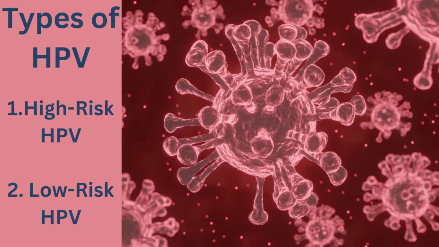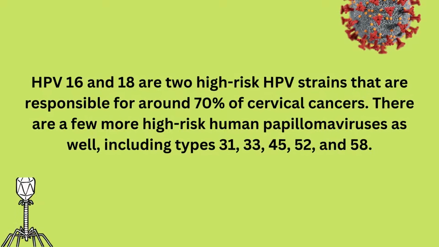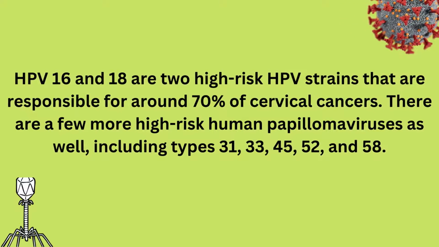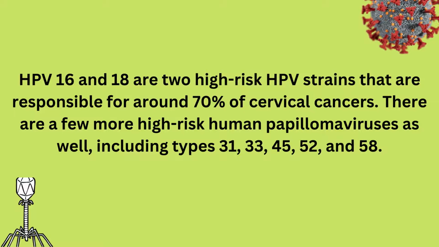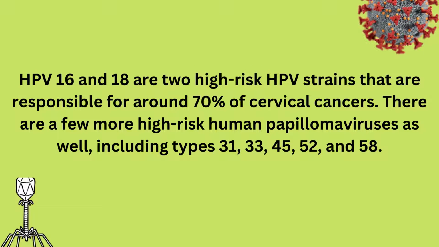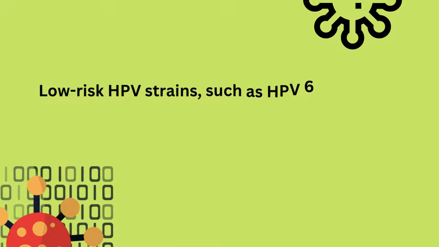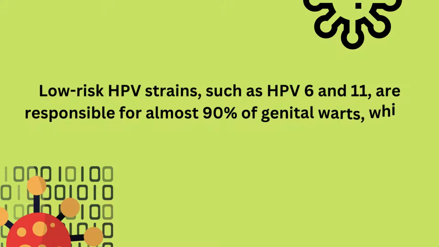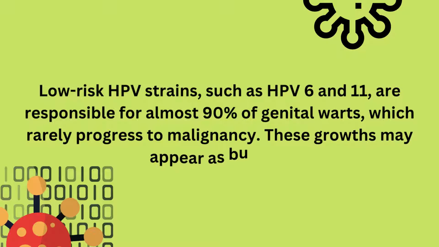2. Low risk HPV. HPV 16 and 18 are two high risk HPV strains that are responsible for around 70% of cervical cancers. There are a few more high risk human papillomaviruses as well, including types 31, 33, 45, 52, and 58. Low risk HPV strains, such as HPV 6 and 11, are responsible for almost 90% of genital warts, which rarely progress to malignancy. These growths may appear as bumps.